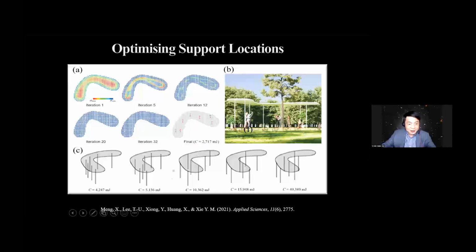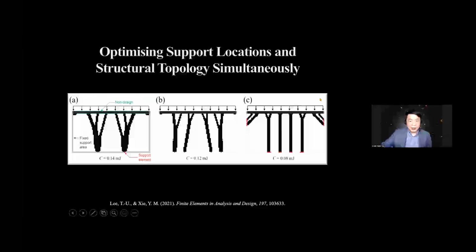So if you allocate these columns manually, you will find the deformation is much larger. This one looks similar to the optimum design, but still the compliance is almost twice as big as the optimum solution. So we have developed a method which can automatically find the best support columns under a flat roof. We have further developed the algorithm so we can find the best locations of support.